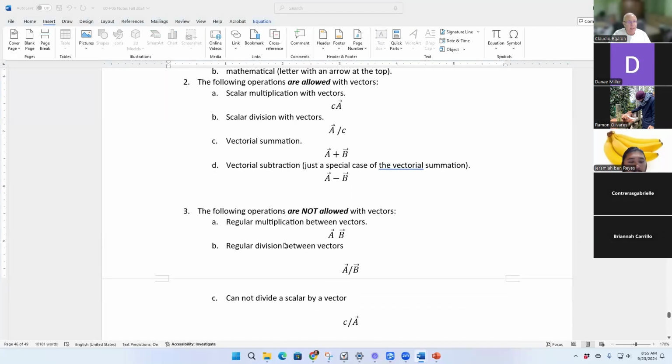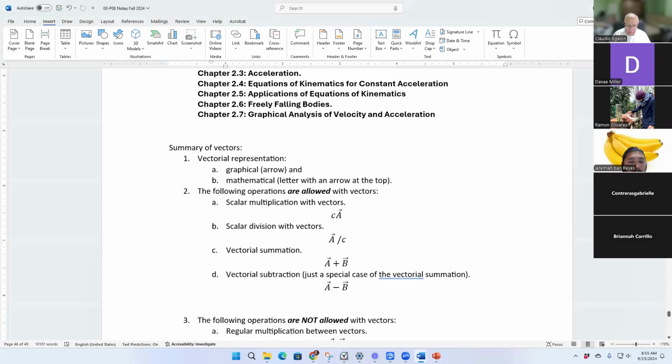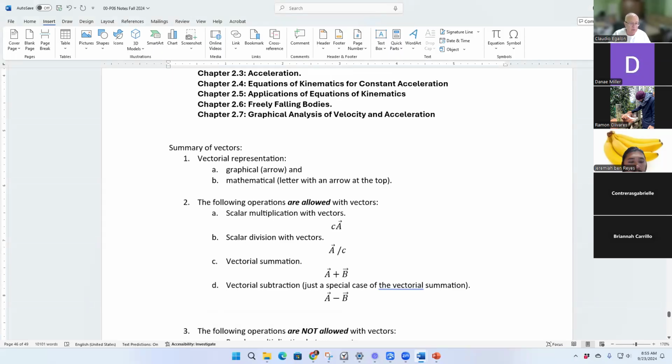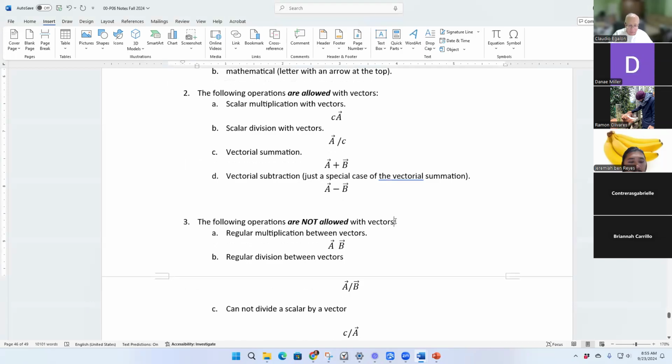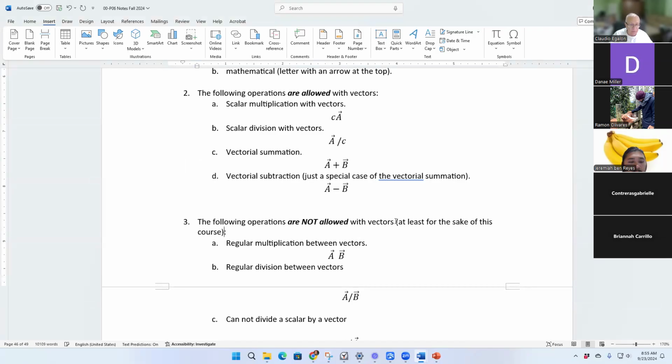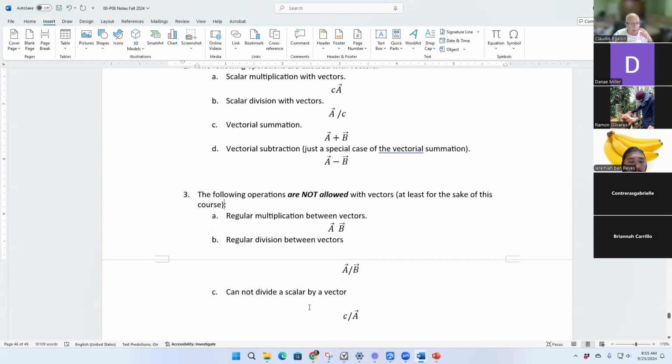Remember that. And then there are operations that are not allowed in this course, at least for the sake of this course. Later on, if you go to advanced math, you're going to see that some of those operations that I listed here may be allowed. But for the sake of this course, you cannot multiply one vector by another one. I mean the regular multiplication between vectors is not allowed.